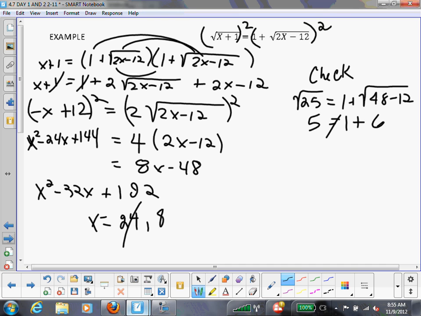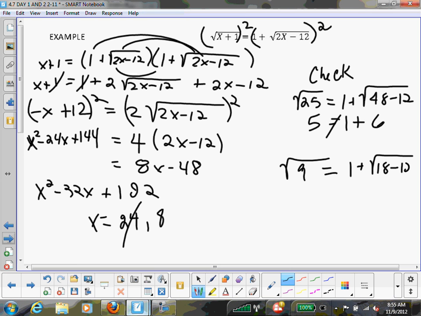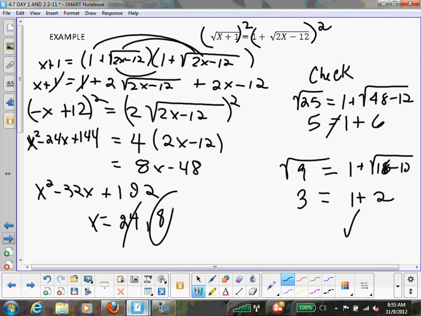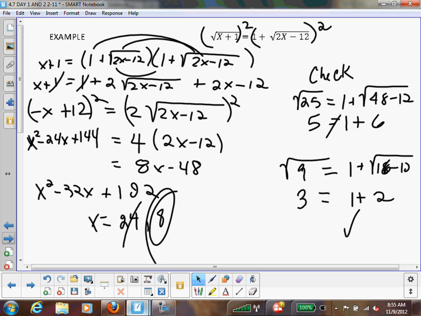And when I plug in 8, I'm going to get, hold on, the square root of 9. Does that equal 1 plus the square root of 18 minus 16 minus 12? Does 3 equal 1 plus 2? So 8 is the one that works. Sometimes none of them will work. We're checking because there will be times when a solution won't work. I'm not just trying to make your life hard.